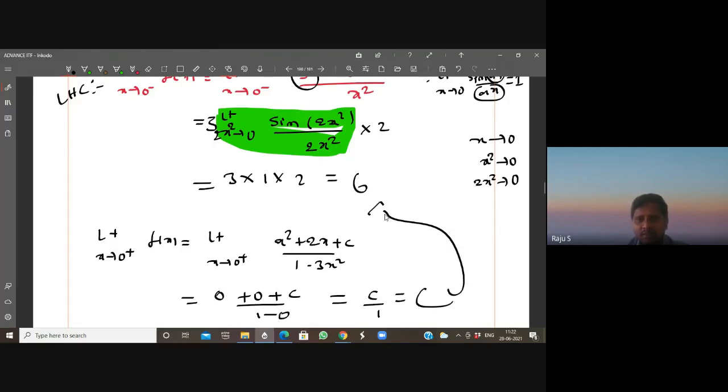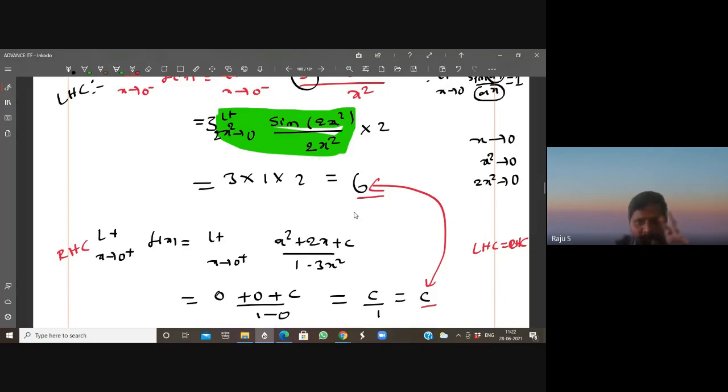C value is what? Clearly 6, because the given function is continuous, so I want to equate LHC equal to RHC. LHC value is 6, RHC value is c. Equating these two, so c is equal to 6. That's all. Find left hand continuity and right hand continuity separately, both equate. We'll get the c value.